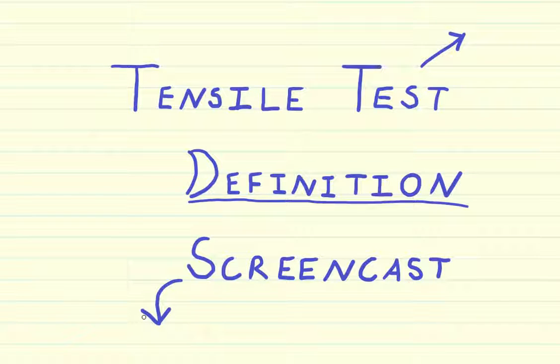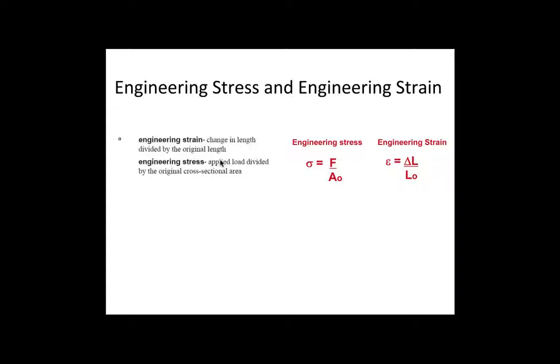So let's get started. Our first two definitions are engineering strain and engineering stress. Engineering strain is defined as the change in length divided by the original length. This is mathematically represented over here, and the symbol that we use for strain is a lowercase epsilon. Engineering stress is defined as the applied load divided by the original cross-sectional area. It is shown mathematically over here and is symbolized by a lowercase sigma.